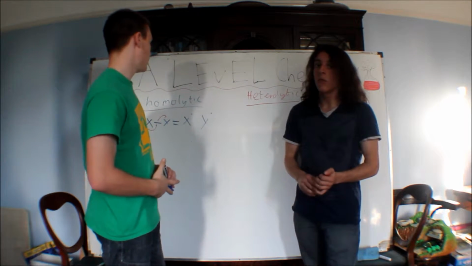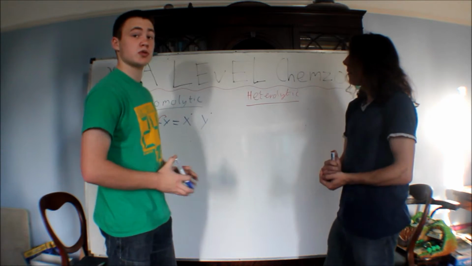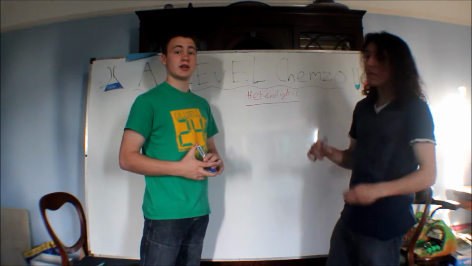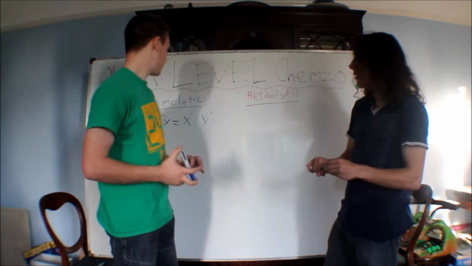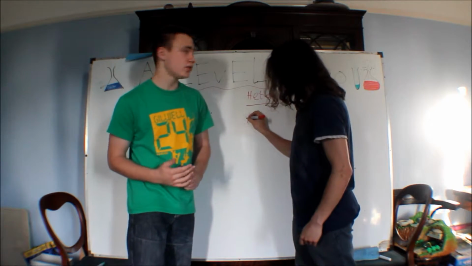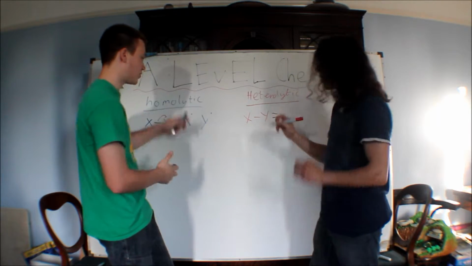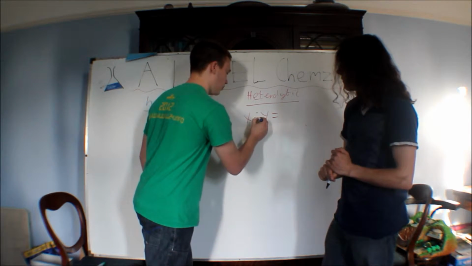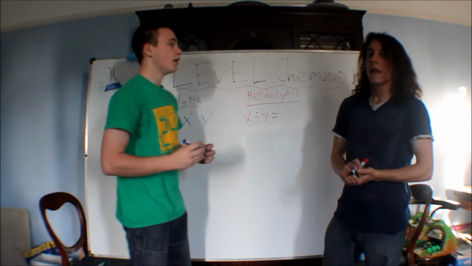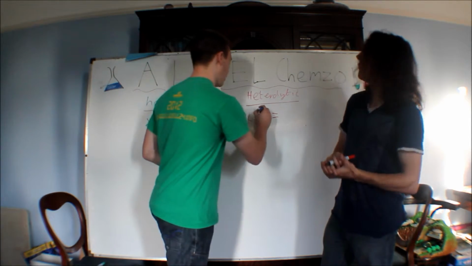We'll go on later to what these radicals actually do, but first we'll just explain them. So we've got heterolytic. Like before, if we have an X and Y with a covalent bond, heterolytic means different. So they can't each take an electron like here. If we draw the electrons in, they both go to one.